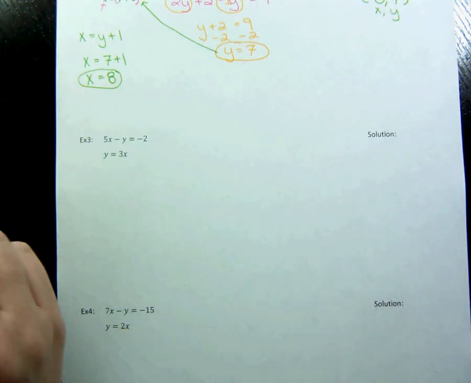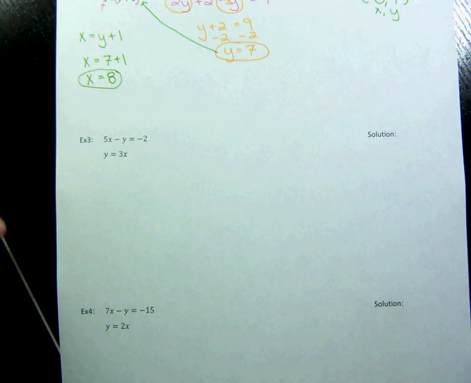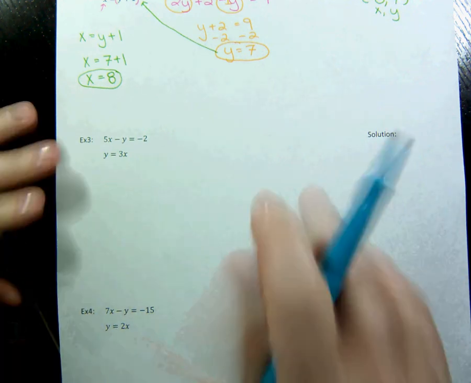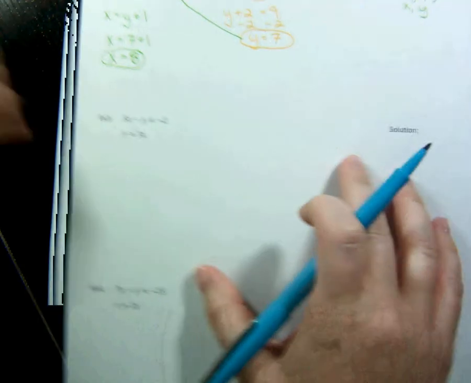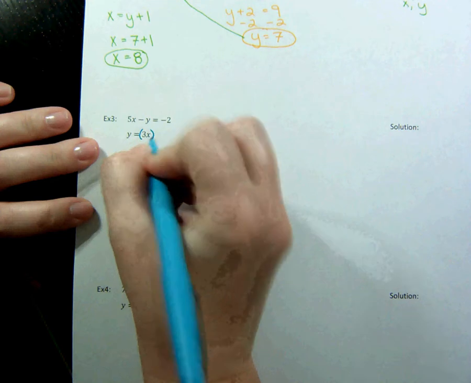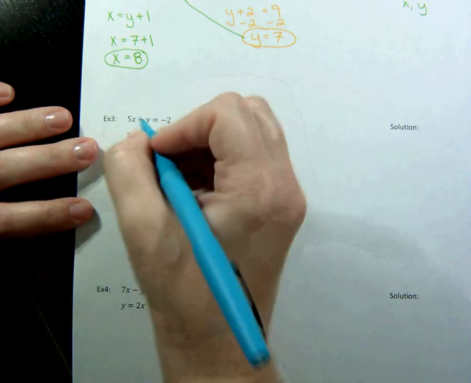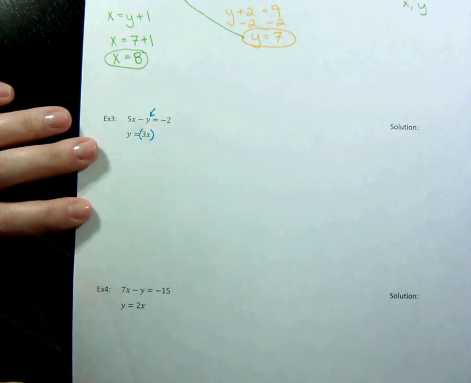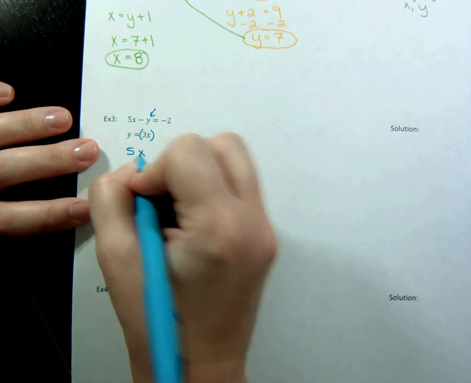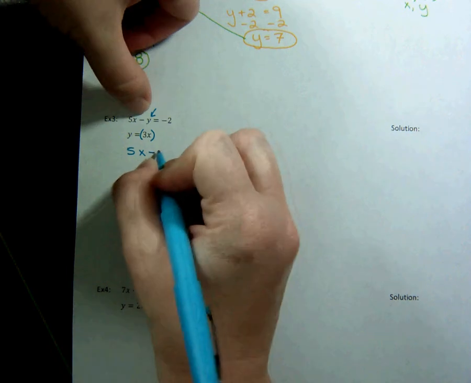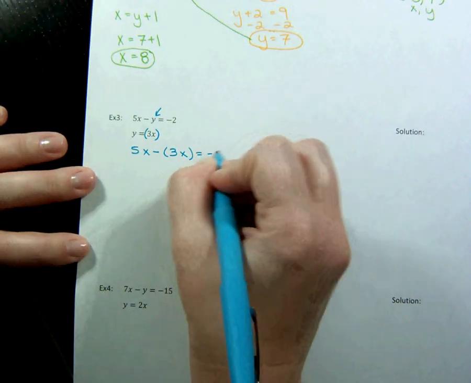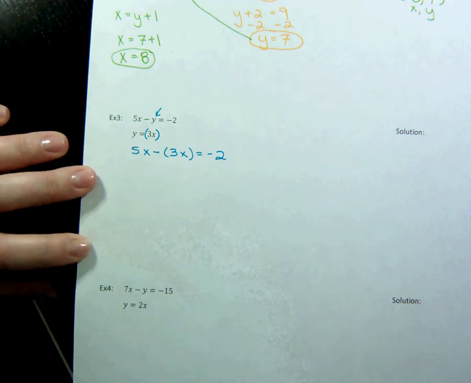If you'd like to, you can pause the video and try examples 3 and 4. If not, you can just follow along with me. In example 3, you'll notice that the y variable is isolated, y equals 3x. Again, I like to put that in parentheses. Now I'm going to replace the y in the original equation with 3x. So we have 5x, the minus sign is still there, and then you can put parentheses just out of good habit, equals negative 2. Watch your signs very carefully here.